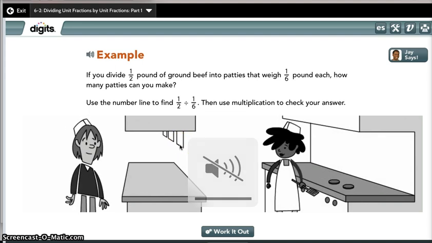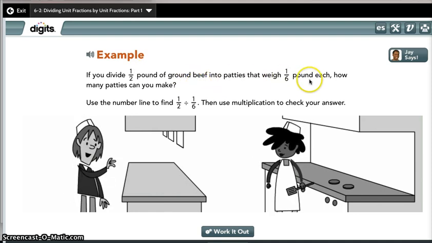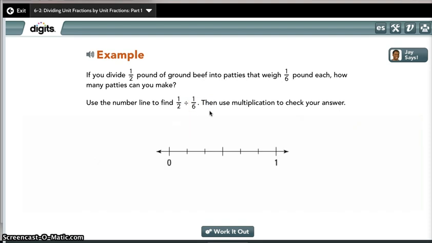Okay, I'd like you to try this example here. If you divide 1/2 pound of ground beef into patties that weigh 1/6 pound each, how many patties can you make? Let's use the number line to find 1/2 divided by 1/6, and then we'll check with multiplication. Okay, so here's our number line. So we're going to divide 1/2 pound of ground beef into 1/6 pound patties.